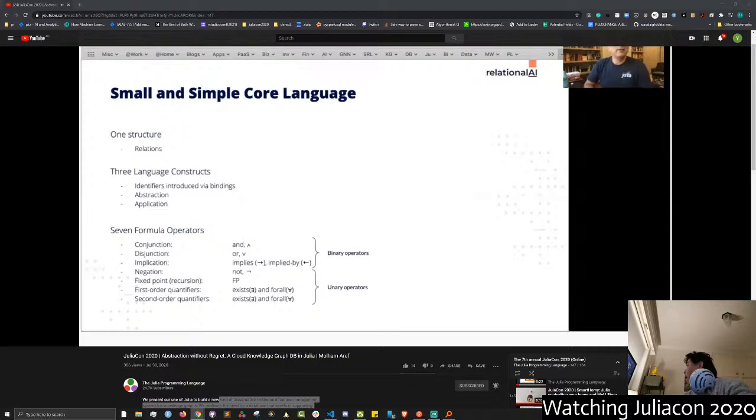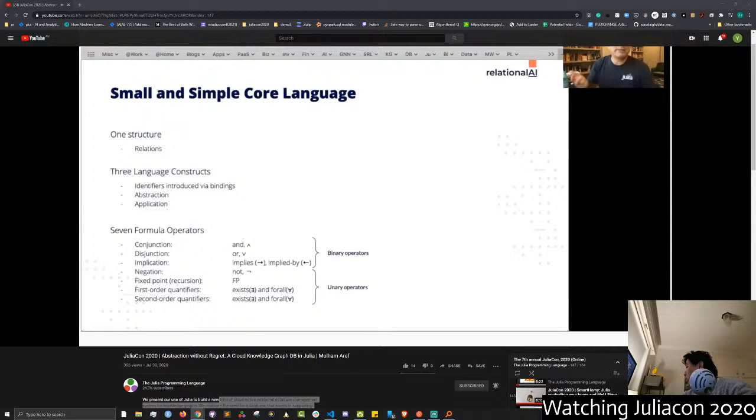There are 3 language constructs in this core language. The first is identifiers, so how you name things, name variables and name relations, introduced via bindings. The second is abstraction, so anonymous relations, or the equivalent of a lambda in functional programming.